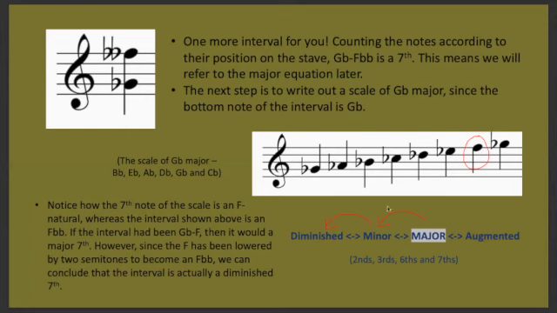And if we refer to this equation here, if we had a G flat going to an F, that would have been a major 7th because F exists in the G flat major scale. However, since it's been lowered by 2 semitones, you can see these arrows have gone back by 2 semitones, we can conclude that the interval is actually a diminished 7th.